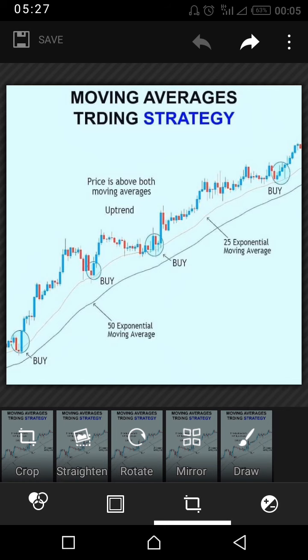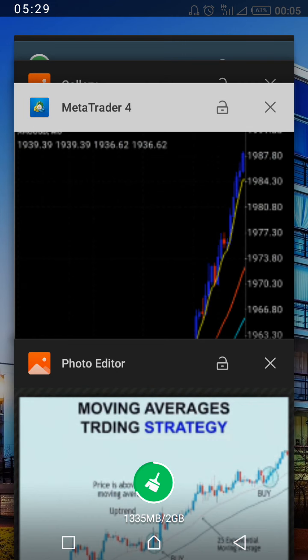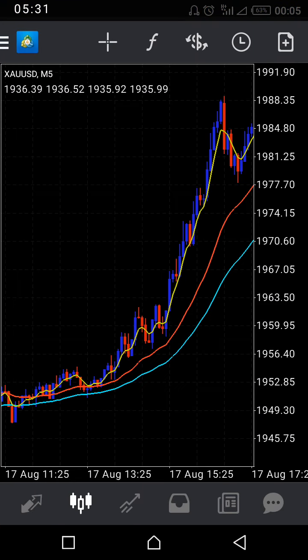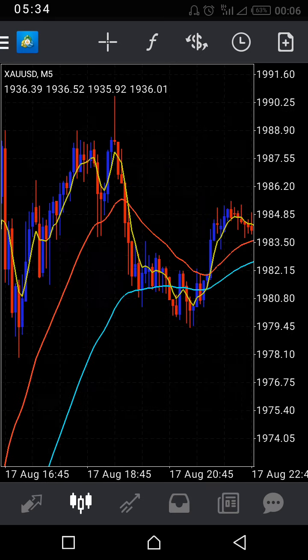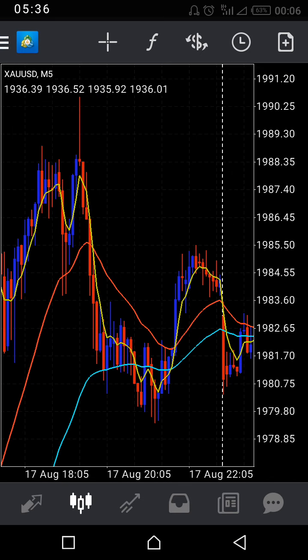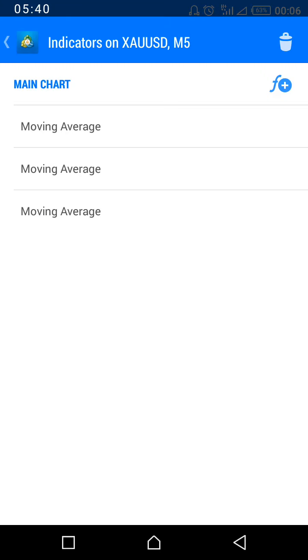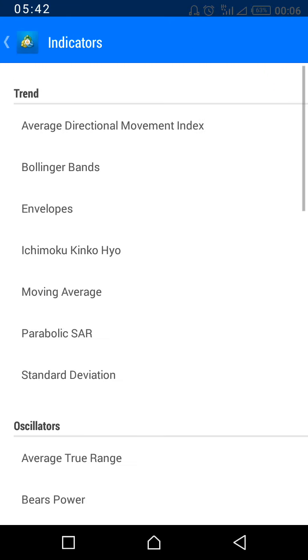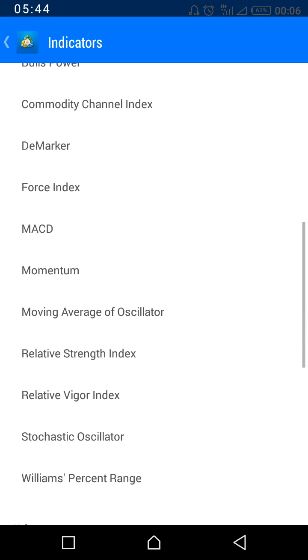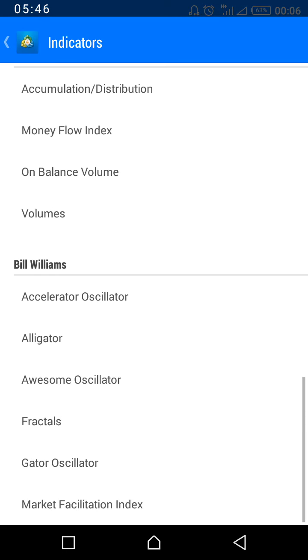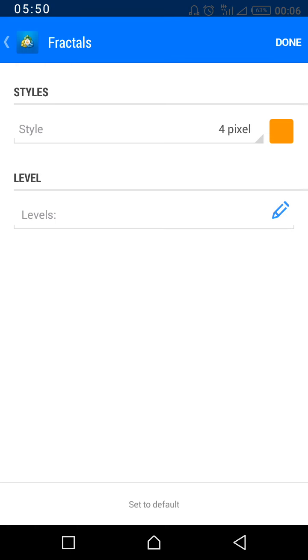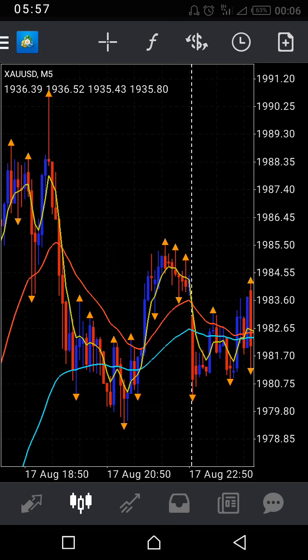But there is something I'm going to also add to the 3 moving averages, and then I will explain it. Because what he gave you was 2 moving averages. So you're going to add fractals. You scroll down. This is fractals under Bill Williams. You will just add fractals, 4 pixel, and then gold, done.